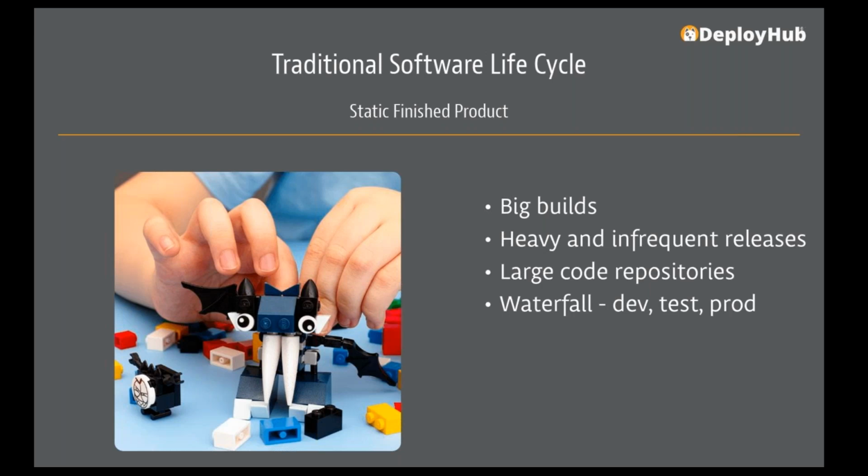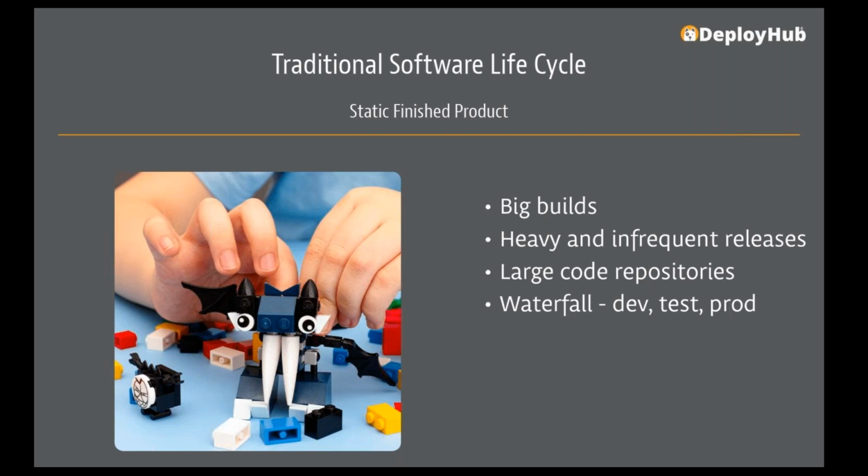We have really big builds. Our releases are fairly heavy and, for most of us, infrequent, even if we're attempting to do agile. We manage very large code repositories, and we're still in a dev test prod kind of waterfall approach. Agile has attempted to get us out of those habits, but the reality is that the way we compile and link our code is not agile. And the way we release it is not agile, because we build it as a monolithic and we release it as a monolithic, even though the code itself may be incremental.